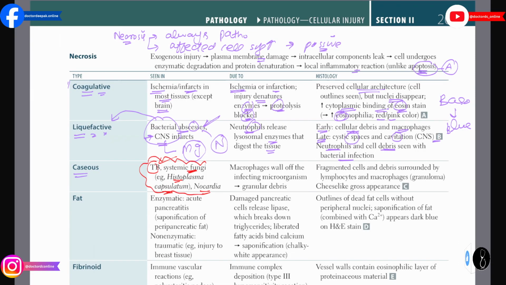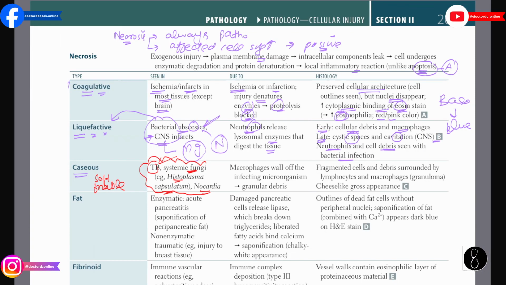What happens in caseous necrosis, you have to keep in mind, is the formation of soft and friable necrotic tissue, and the appearance of this tissue is cottage cheese like. Please try to remember these terms. First of all, in caseous necrosis the tissue becomes soft and friable, and the tissue that becomes soft and friable looks cheesy, with a cottage cheese appearance. You have to keep this in mind.